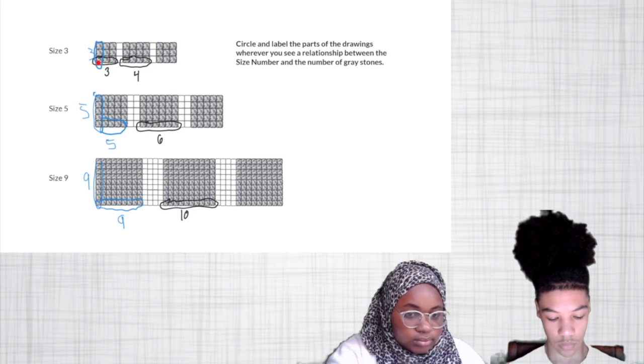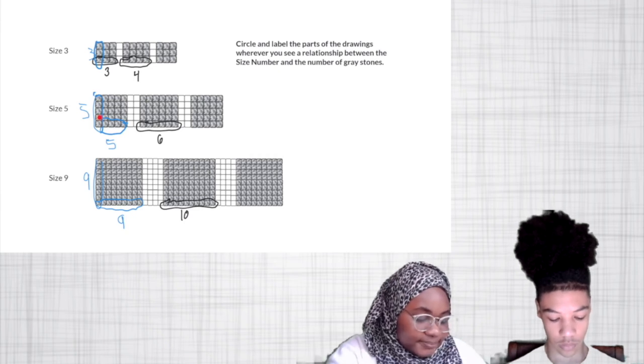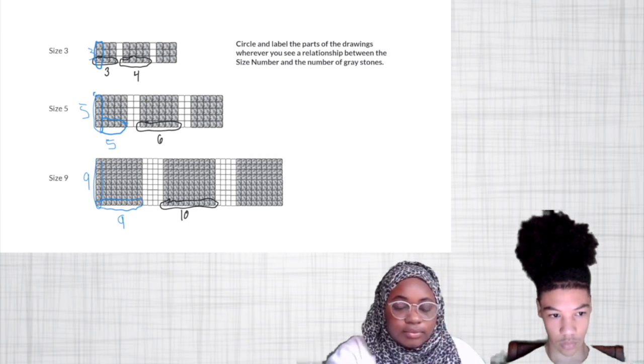Okay. And what about for size 5? Same thing for size 5. There's 5 tiles in that first row or column, and then 5 in the bottom row. Yeah. Nice. And 9 in the first column and 9 in the bottom row. Nice, thank you. And ET, tell me about what you circled and labeled?